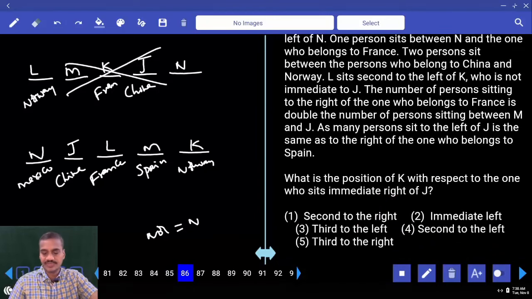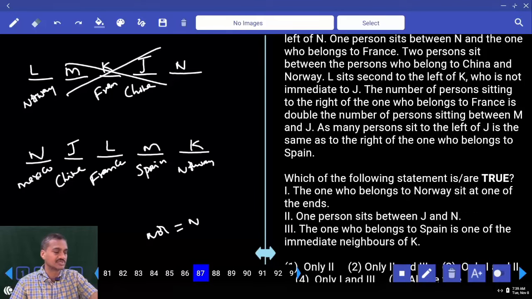And 86. What is the position of K with respect to the one who sits to the immediate right of J? Who is the person immediately to the right of J? The immediate right of J is L. K is seated second to the right. Choice 1, 86.